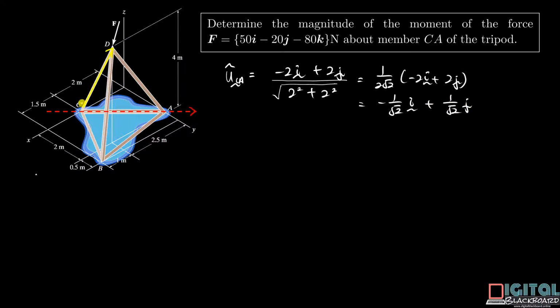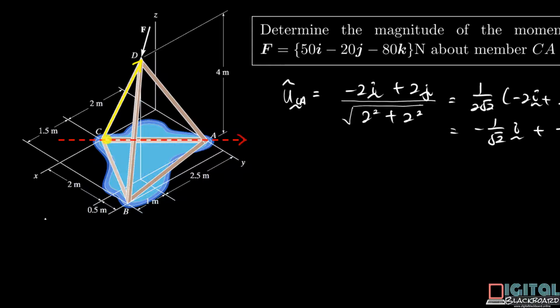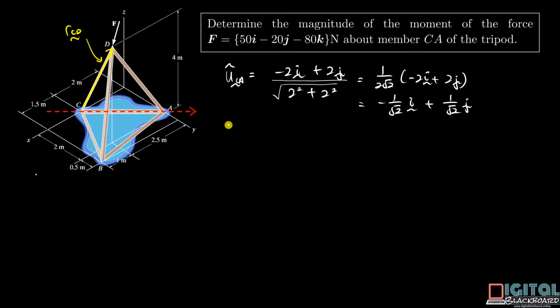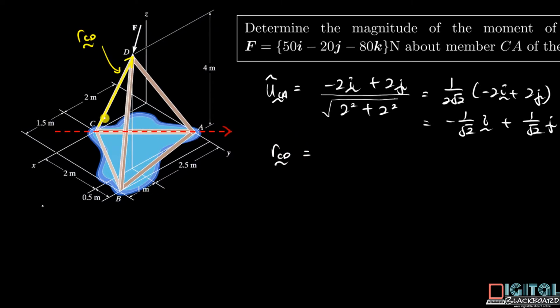Our next task is to determine the r vector that points from any point on CA to any point on the line of action of the force F. And the most convenient one perhaps is just the vector pointing from C to D. So we call this RCD. So here we compute the RCD vector. If you look at the RCD vector, it is moving in the positive x direction by 0.5 units.